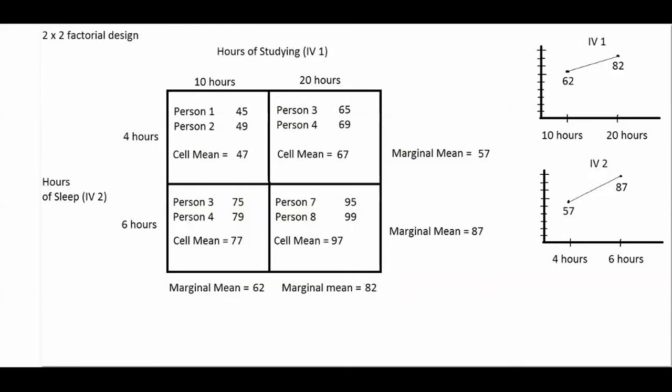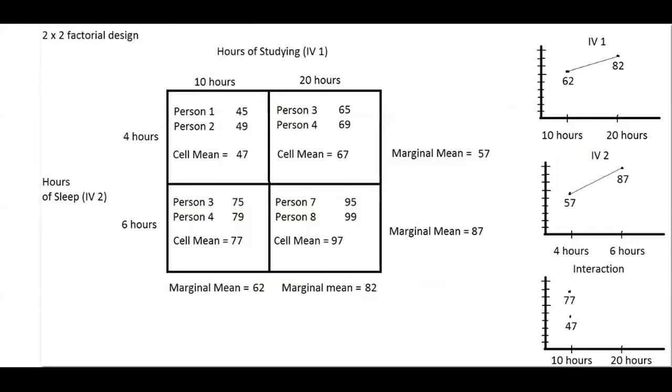To look at whether there's an interaction or no interaction, we need to make another type of line graph that plots the 4 cell means, and I'll show you how to make that type of graph. First, we have to choose which variable to put on the x-axis. We could either put hours of studying on the x-axis, or we could put hours of sleep on the x-axis. The variable that we choose to put on the x-axis won't affect whether or not we see an interaction. I decided to put hours of studying on the x-axis.